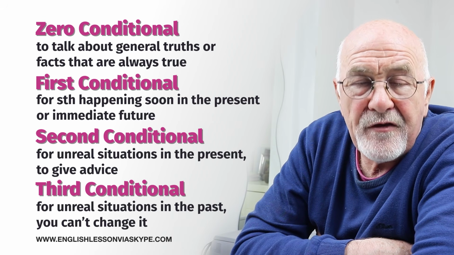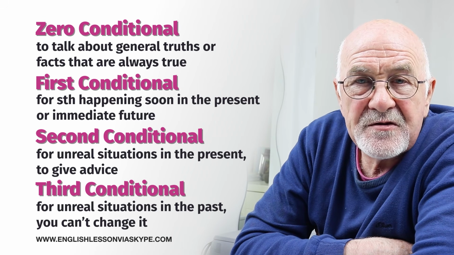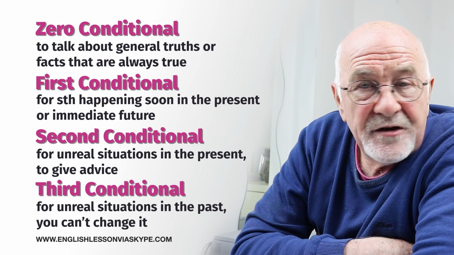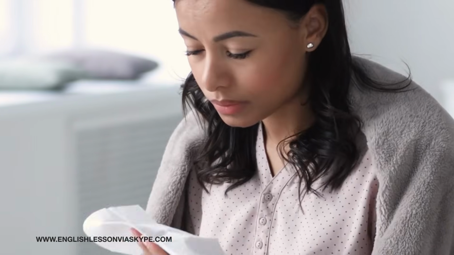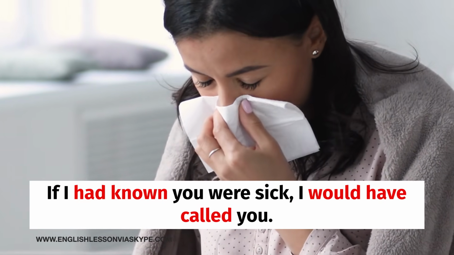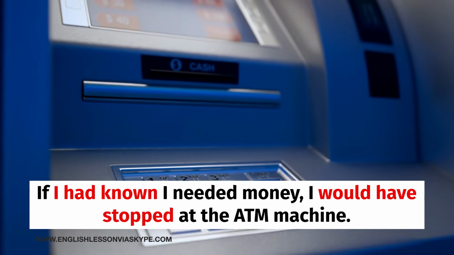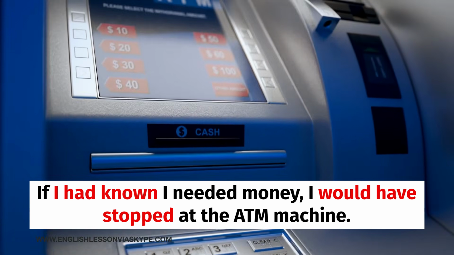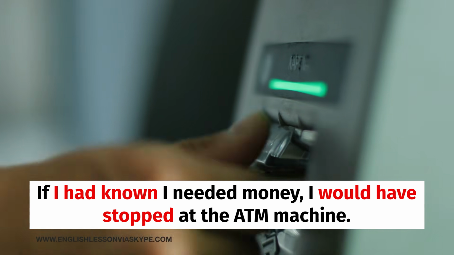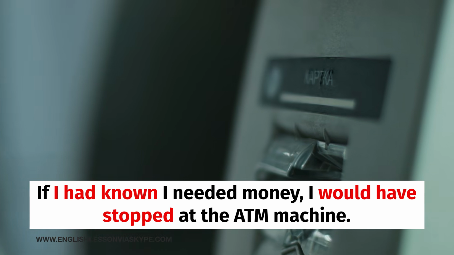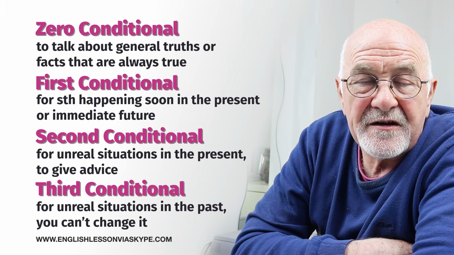And then finally, with the third conditional, unreal past. Something that did happen in the past or something that didn't happen in the past. You can't change it, so you use this if and would. If I had known you were sick, I would have called you. If I had known I needed money, I would have stopped at the ATM machine. So the fact is you didn't know you needed money, you didn't stop at the ATM machine, and therefore you couldn't go to the cinema or go somewhere else. Okay, so all really good examples of that third conditional.